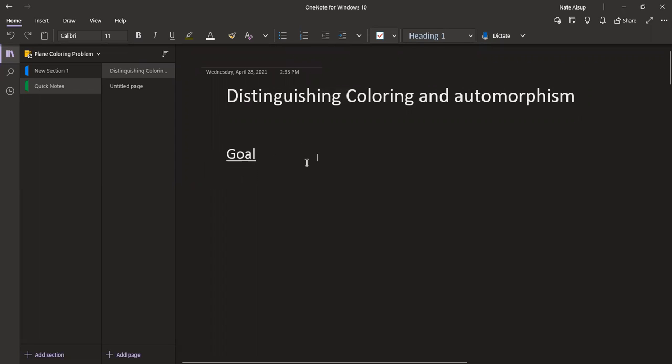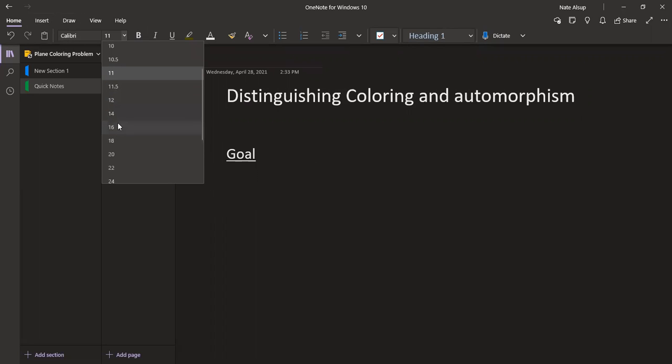So to start, I'm going to start off with what the goal is. Last time I wrote everything out, but this time I think I'm going to type it out so it's a little bit neater, except for when we get to the graphs.